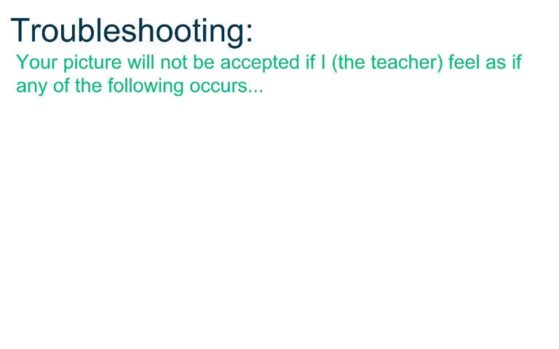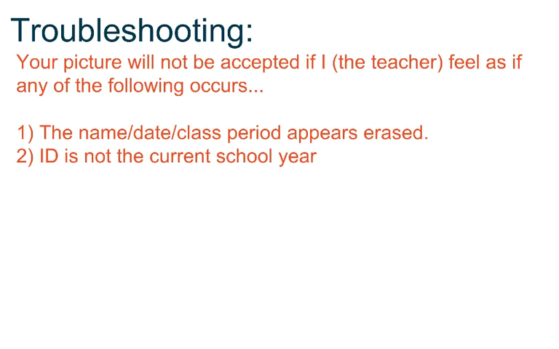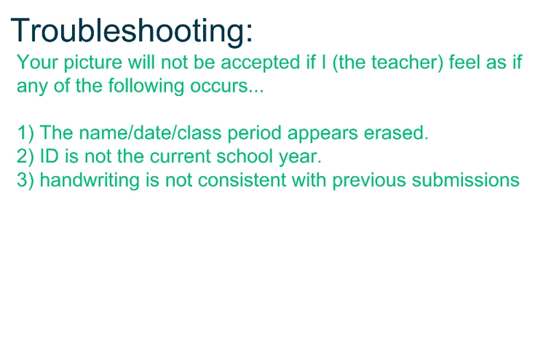Your picture will not be accepted by me, the teacher, if any of the following occurs. The name, date, or class period looks like it's been erased and written over. If the ID is not the current school year. If the handwriting is not consistent with previous handwritten submissions. And if the answers are not legible. And guys, these four are probably the main four. And I'll be looking to add to this list, and this list may grow throughout the school year. I will let you know that.